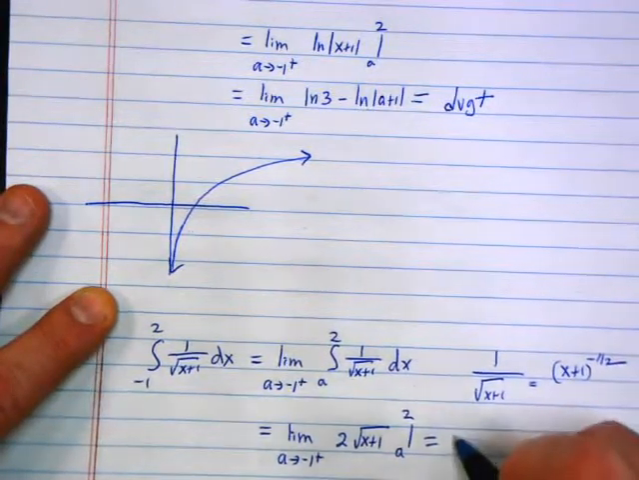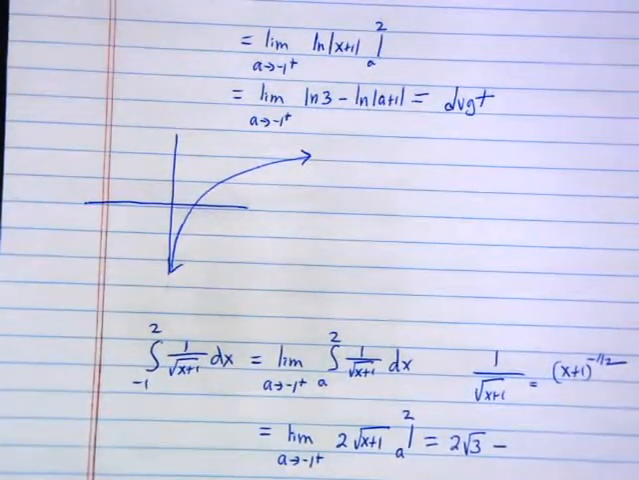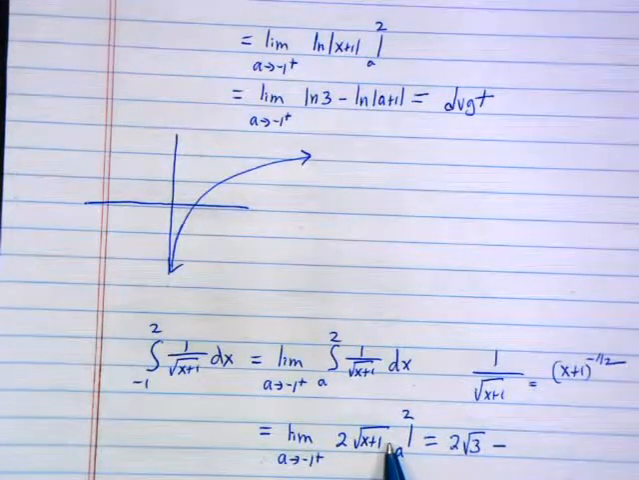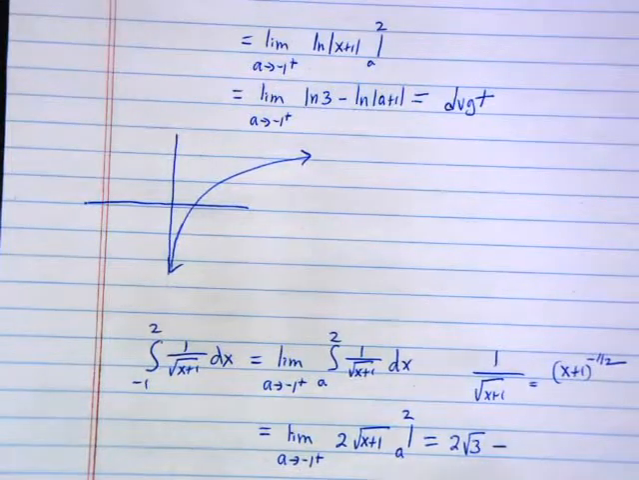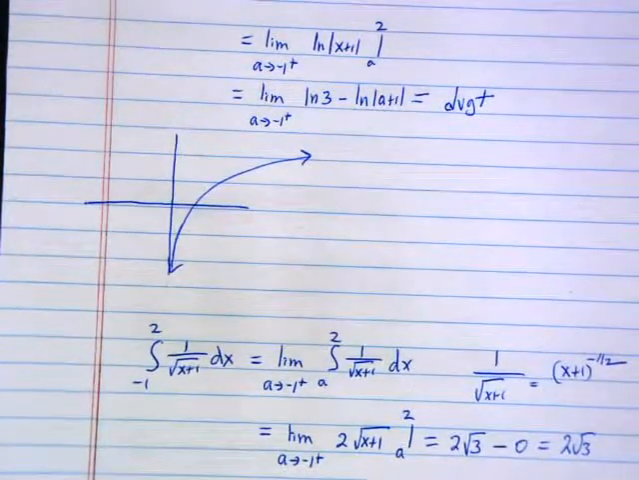When I plug in 2, I get 2 times the square root of 3 minus, what happens when I plug in a and then I take the limit as a goes to negative 1 from the right? Well, negative 1 plus 1 is 0. Square root of 0 is 0. So there's an improper integral which converges. Sometimes improper integrals converge, sometimes they diverge. Depends on the integrals. Questions on that?